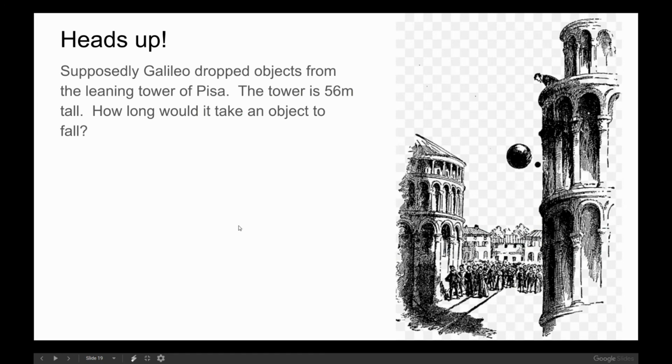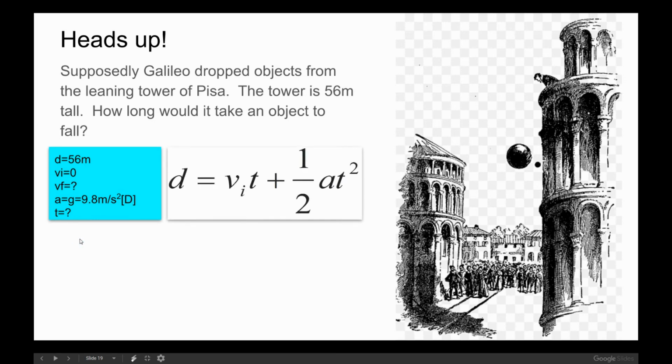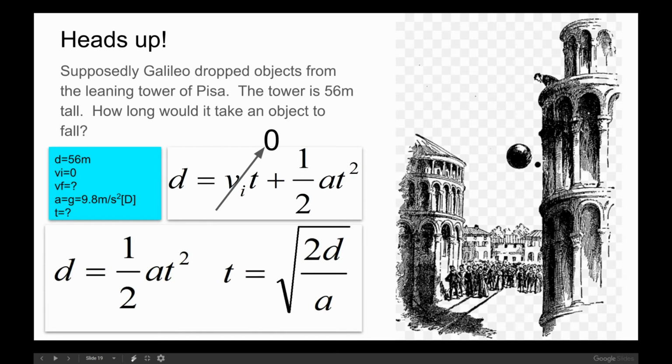Galileo supposedly dropped objects from the Leaning Tower of Pisa. The tower is 56 meters tall. How long would it take an object to fall? We itemize everything we've been given. Then the easiest formula to use in this case, there's no v_i t, and we get this rearrangement.